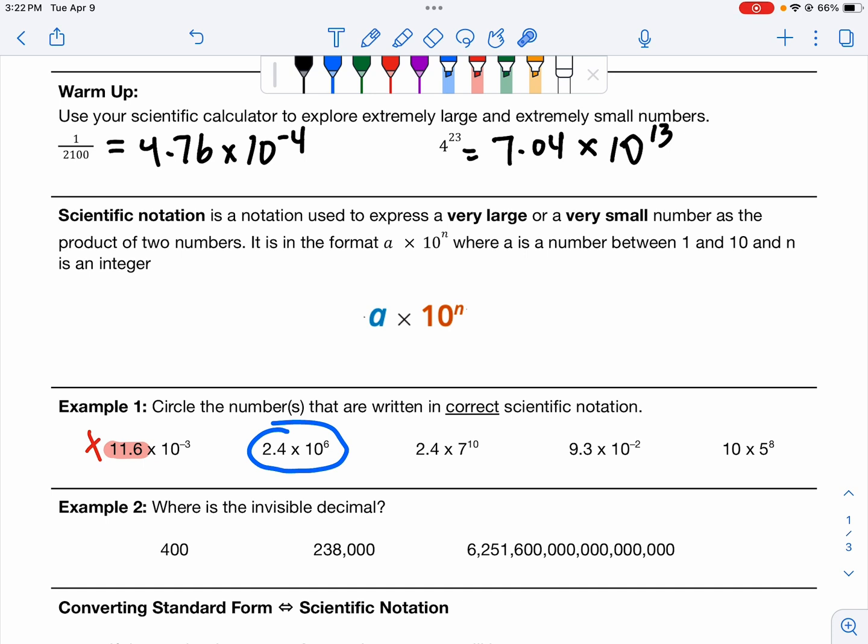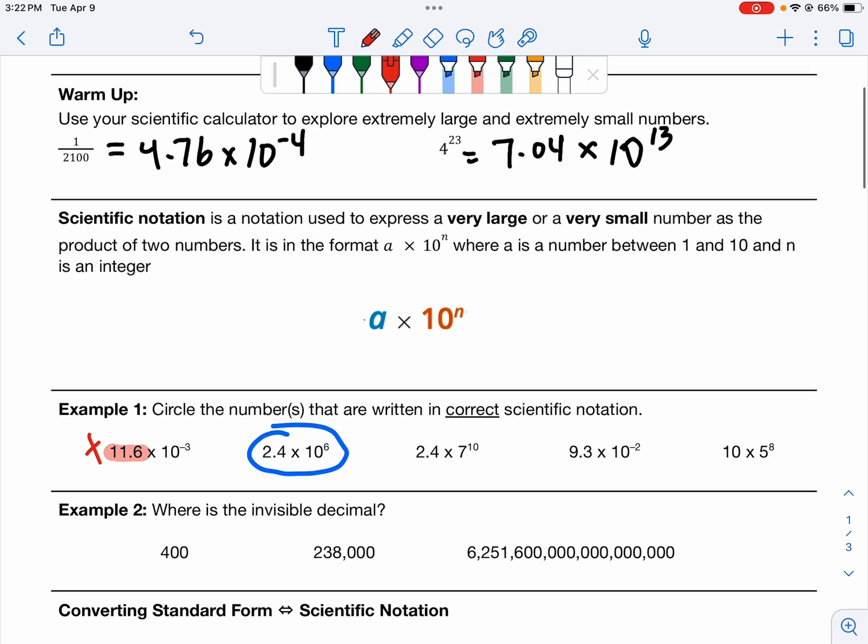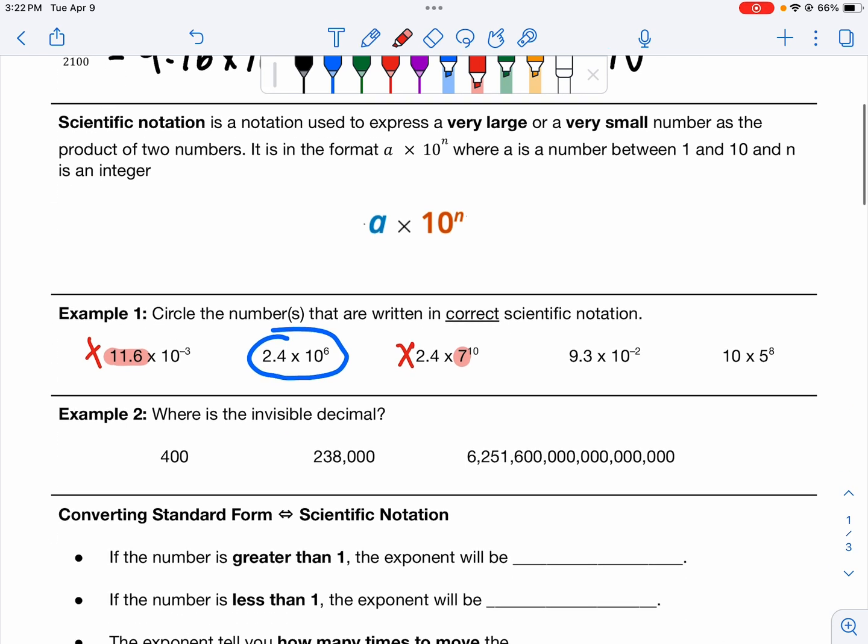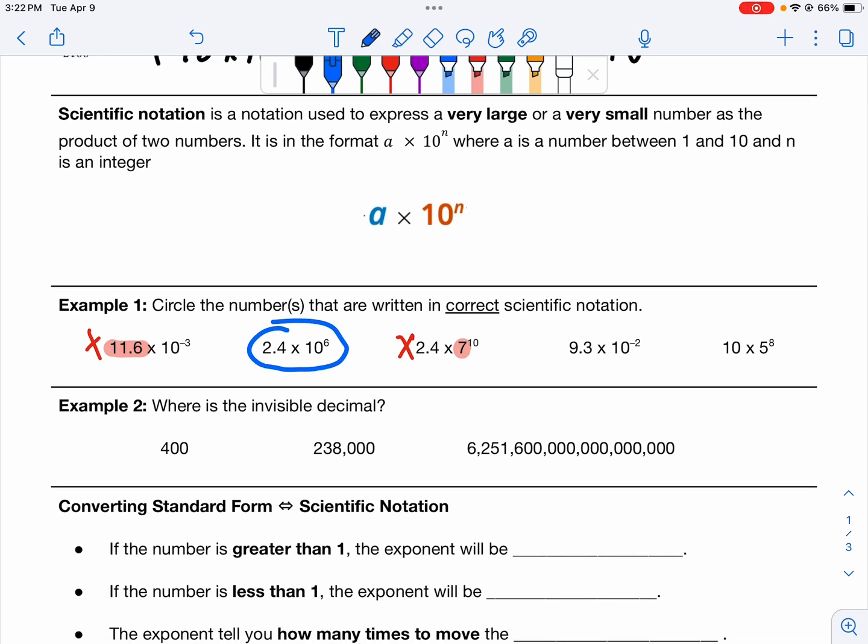That works. The next one is not in scientific notation, and the reason why is that scientific notation must be 10 to the n. The next option, perfect scientific notation. The third option, not scientific notation again, because we don't have a 10 as the base of our multiplier. So this here is the issue right here, that 5.